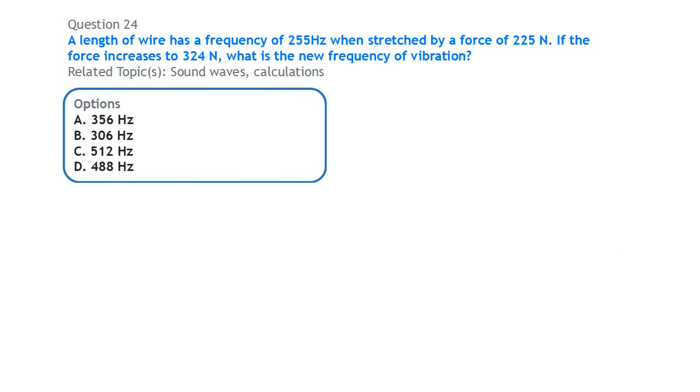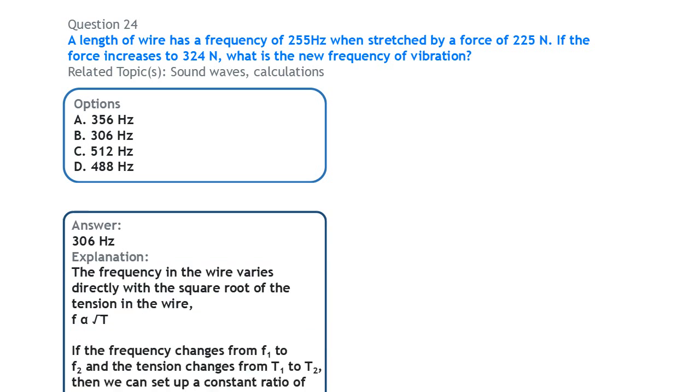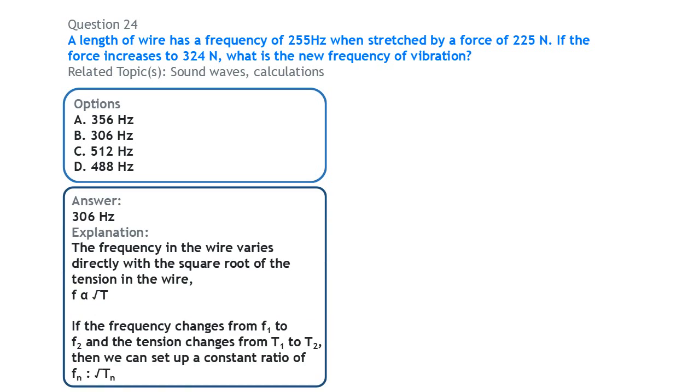Alright, we have a question on sound wave. A length of wire has a frequency of 255 Hz when stretched by a force of 225 Newton. Okay, so it is 255 Hz and 225 Newton. If the force increases to 324 Newton, what is the new frequency of vibration? Alright, the frequency of vibration varies directly as the square root of the tension in the wire or the stretching force.